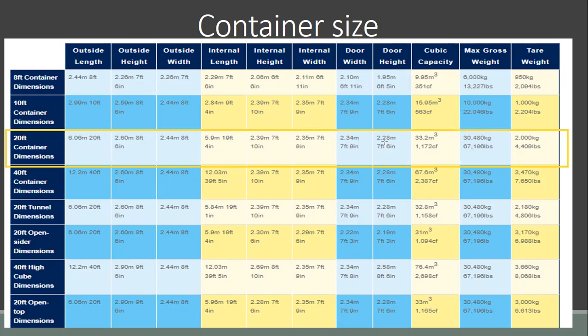And the cubic capacity is 33.2 cubic meters. Now the maximum weight capacity is mentioned here. You can stuff in a 20 feet container a maximum of 30 metric ton only. And the empty container weight is 2 metric ton. So 30,000 kg you can stuff. This is the maximum.